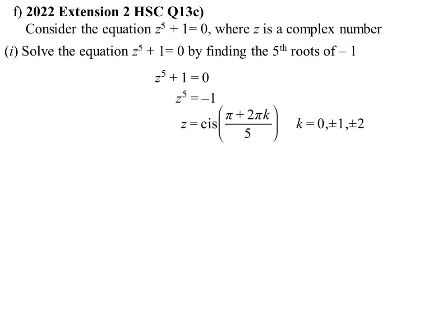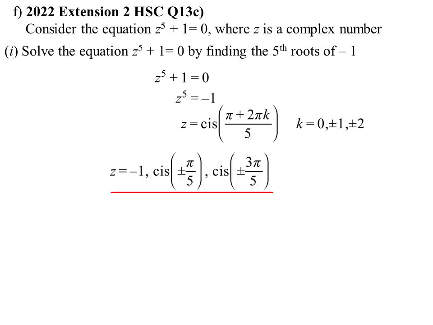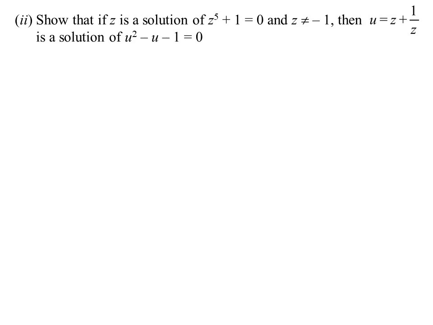Again, I'm using conjugates. We'll end up with negative 1, cis plus or minus, there's the conjugates for that one, and cis plus or minus 3 pi on 5. We have our solutions. Show that if z is a solution to that, and it's not negative 1, so it's one of the complex ones, then u, which is equal to z plus its reciprocal, is a solution of this quadratic. u squared minus u minus 1 equals 0.